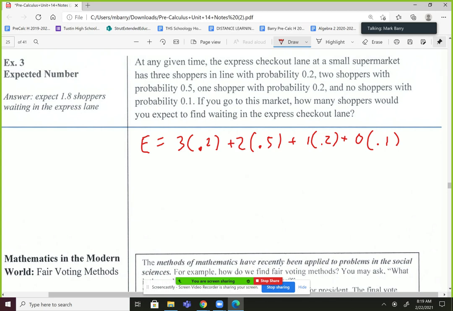This one I don't even feel like I need a calculator because the numbers are pretty easy here. So I'm just going to do it. This one would be 0.6 plus 1.0, or just 1, plus 0.2, and then obviously plus 0.